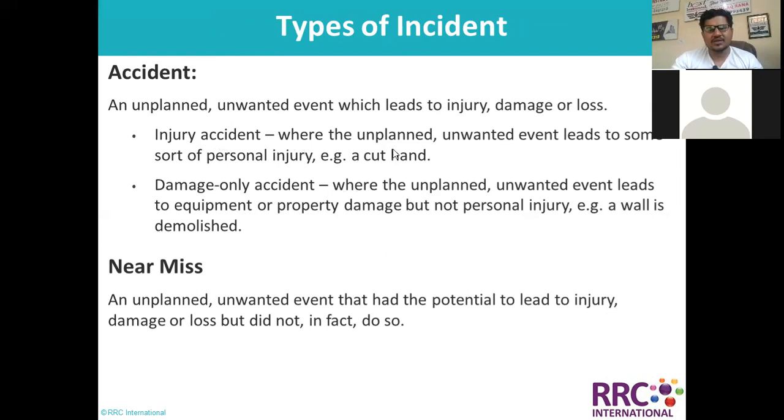Injury accident, where the unplanned, unwanted event leads to some sort of personal injury, e.g. a cut hand. Damage only accident, where the unplanned, unwanted event leads to equipment or property damage, but not personal injury. And the wall is demolished. Near miss, an unplanned, unwanted event that had the potential to lead to injury, damage or loss, but did not, in fact, do so.